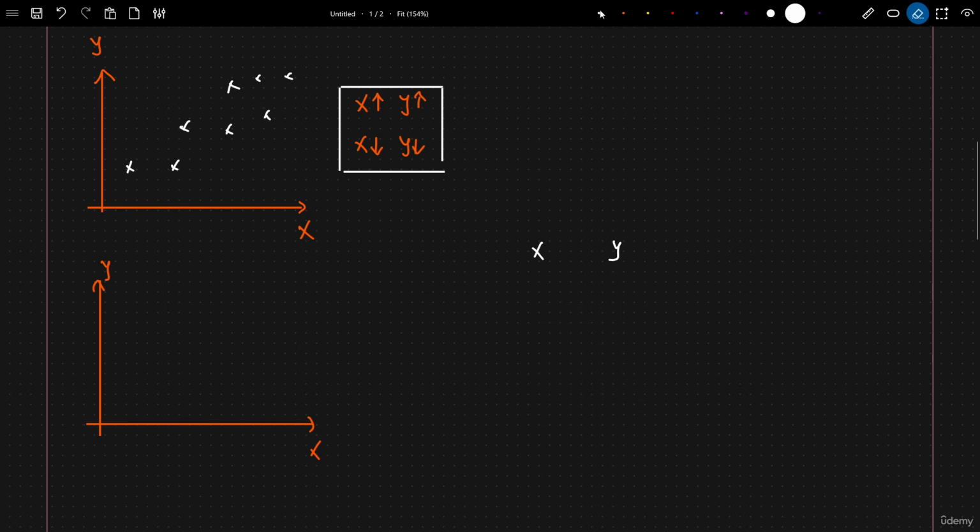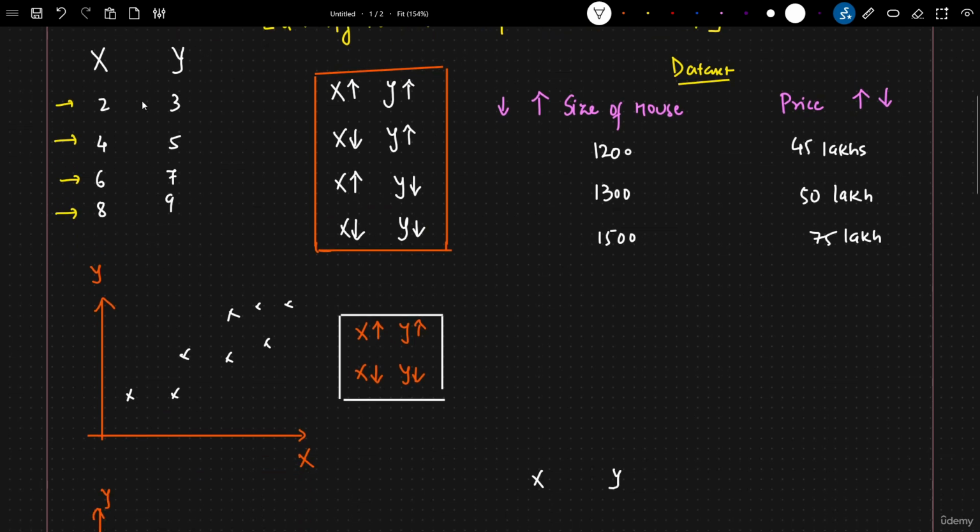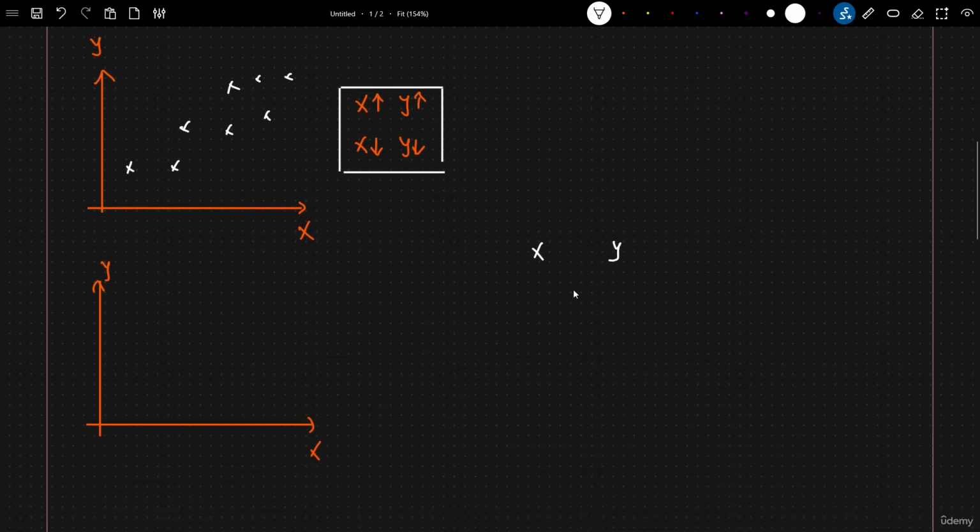Let me just change this particular example a little bit. So here one scenario was that when x is increasing, y is increasing. When x is decreasing, y is decreasing, right? One example can be, let's say if I write like this, 7 is equal to 10, 6 is equal to 12, 5 is equal to 14, 4 is equal to 16. Now in this scenario, don't you see the relationship looks something like this?